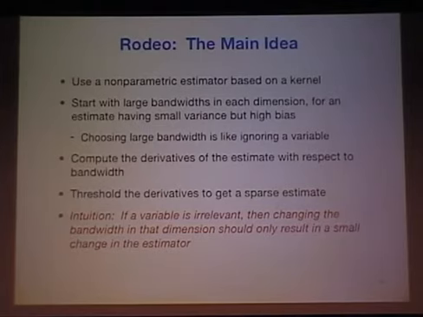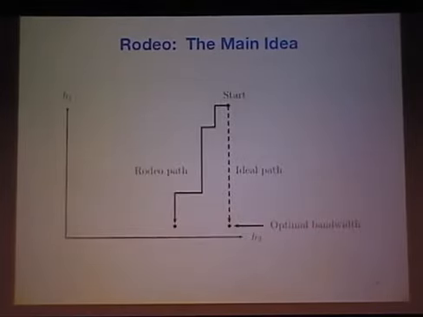On the other hand, if a variable is irrelevant, if the function doesn't depend on that variable, well then the choice of the smoothing parameter doesn't matter much, and the derivative should be small. That's the basic intuition. And so in a picture, what we're going to do is start with a bandwidth for each variable, and those bandwidths are all big. So we start with a high bias, low variance estimator. And then we compute derivatives, and we start to shrink the bandwidths when the derivatives are big.